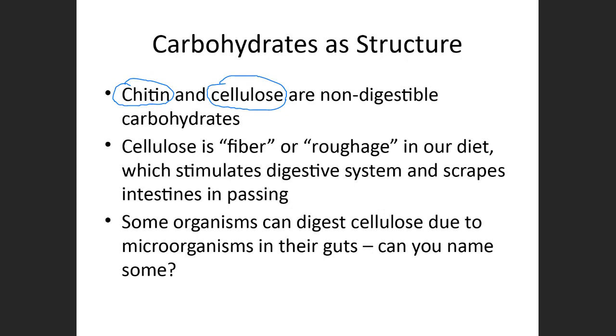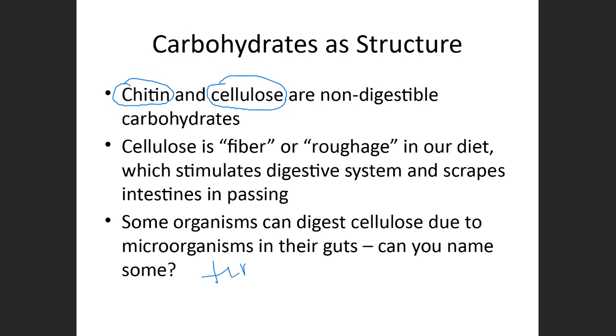Some organisms, however, can eat cellulose, and it is an energy source for them. They have special enzymes that enable them to eat cellulose and get energy from it. Can anybody think of some animals that eat cellulose? So think for a minute. This would be animals that can eat wood, or that could eat grasses and focus on those.